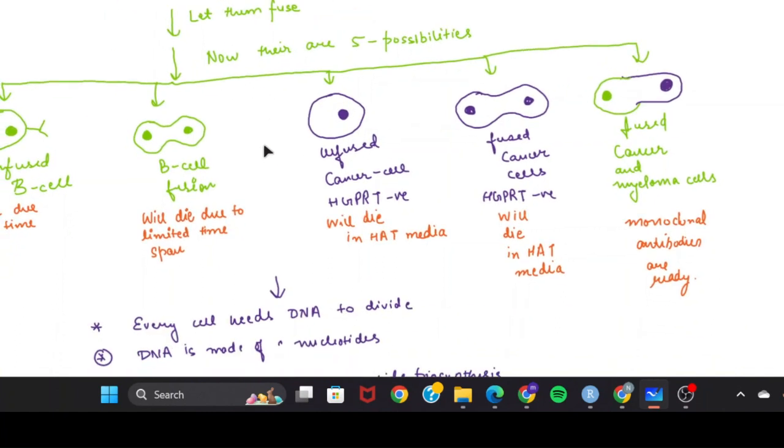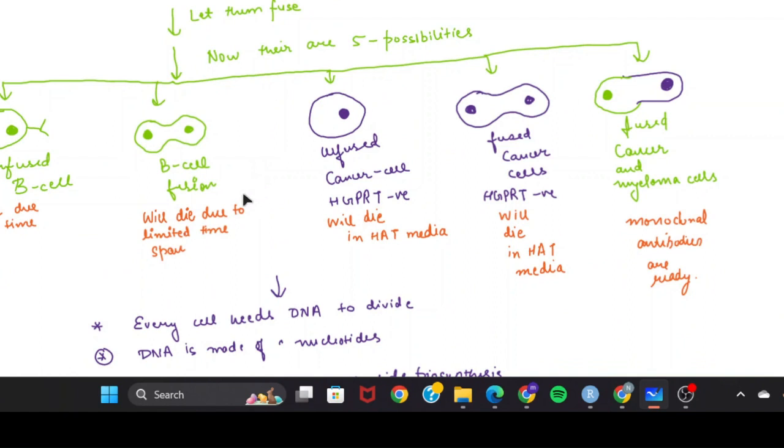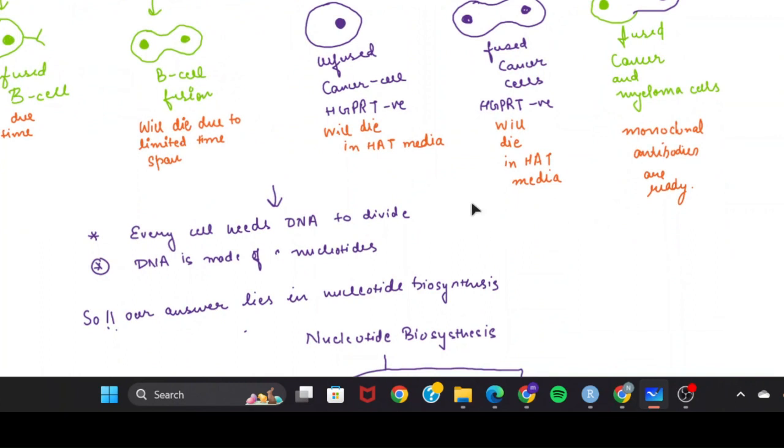Okay, now there are five possibilities which can occur. We can have unfused B cell, we can have fused B cells, we can have fused cancerous cells, we can have unfused cancer cells, we can have fused cancer and B cell. Okay, so we have fused cancer and B cell which we want. Okay, so now in culture plate we have all these five possibilities. Now our aim is to screen the hybrid. How do we do that?